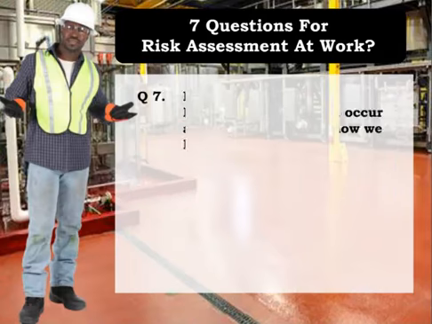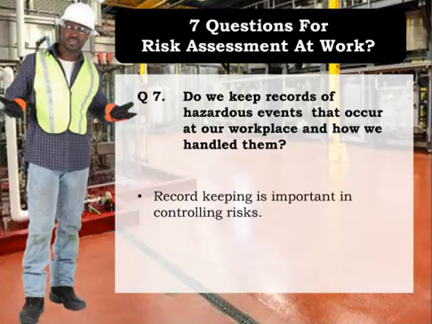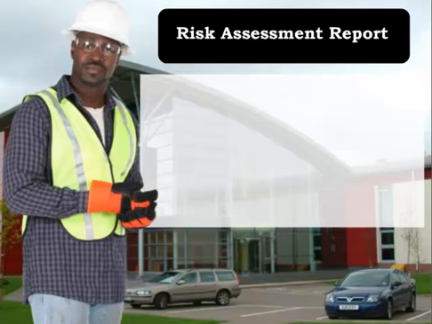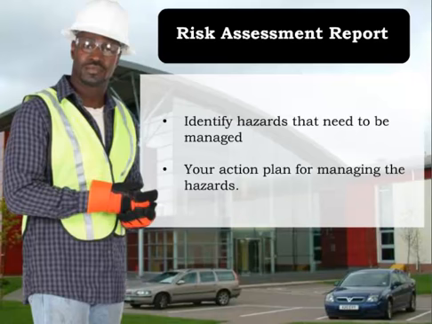Question 7. Do we keep records of hazardous events that occur in our workplace and how we handled them? Record keeping is important in controlling risks. Records help you to learn from your mistakes and develop better plans for the future. The answers to these 7 questions will help you prepare a risk assessment report that will identify hazards that need to be managed and your action plan for managing the hazards.